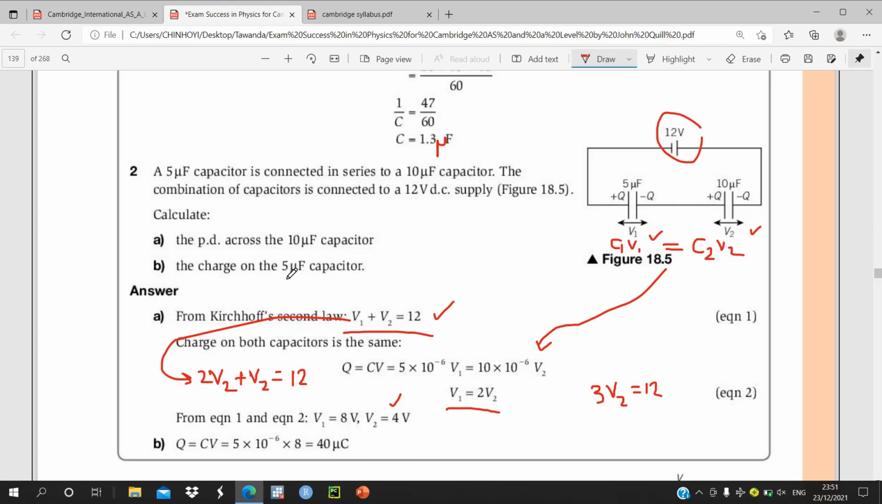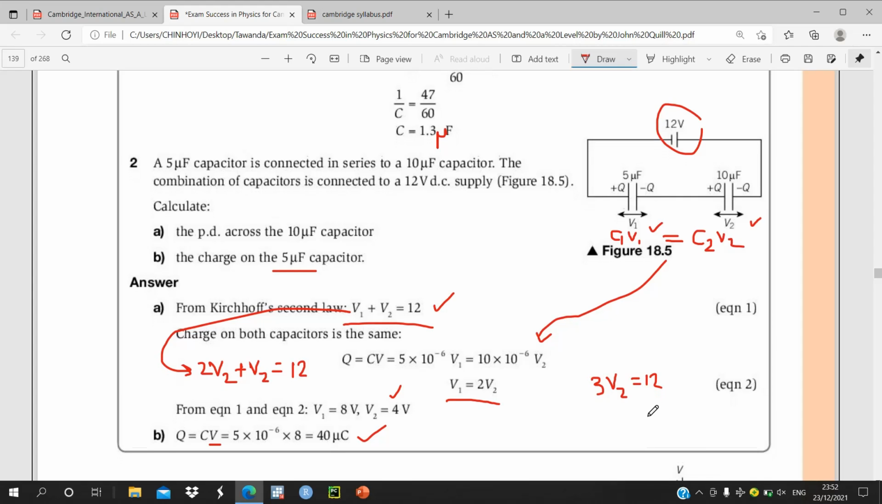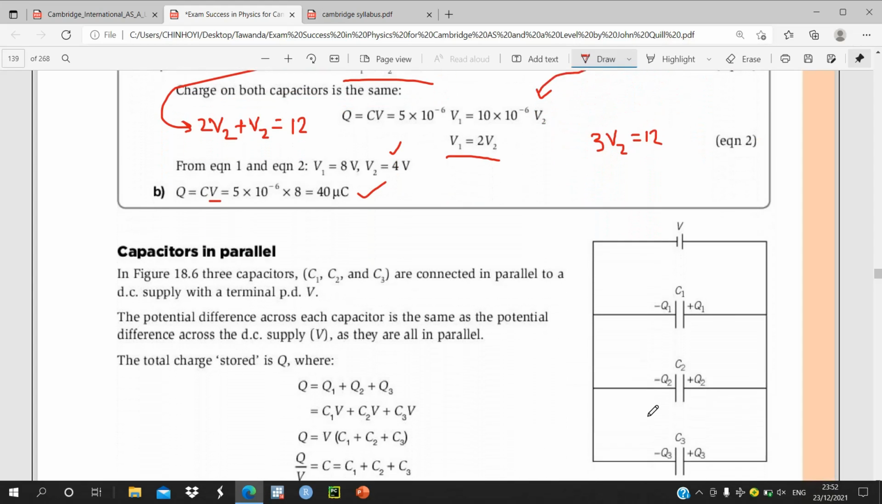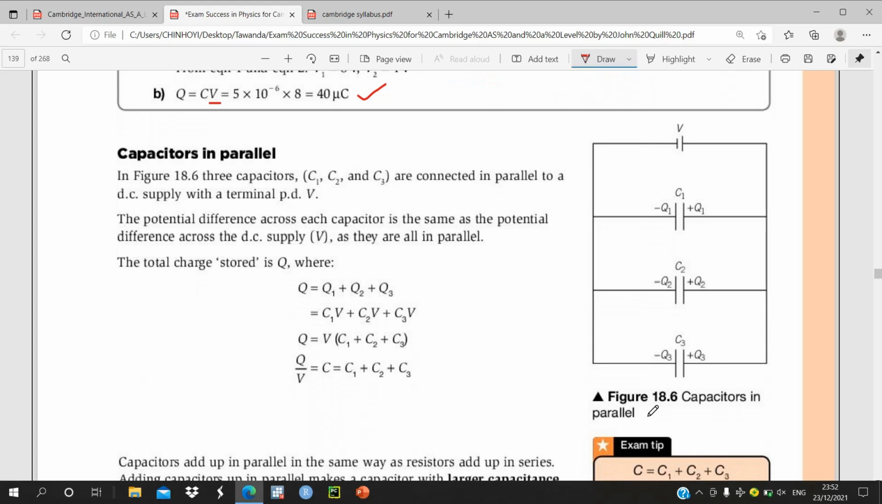Then the charge on the 5 micro capacitor, again you are going to use this one. So it's the charge on this one times this v1, which is 8. So we are going to have the 40 microcoulombs being stored there.